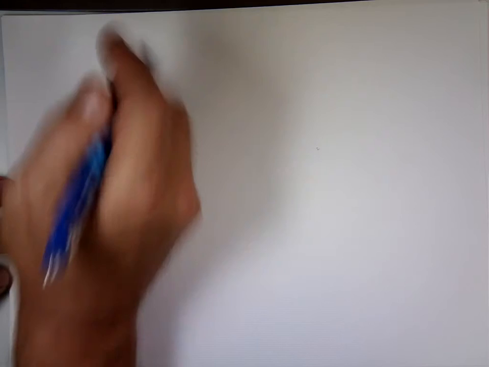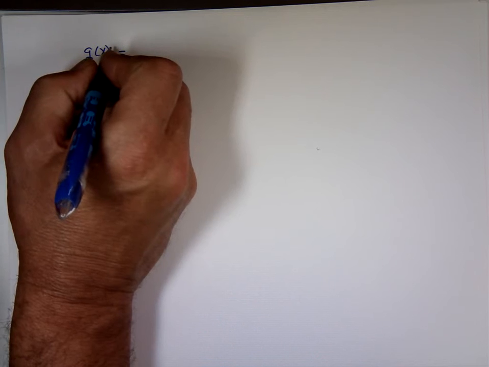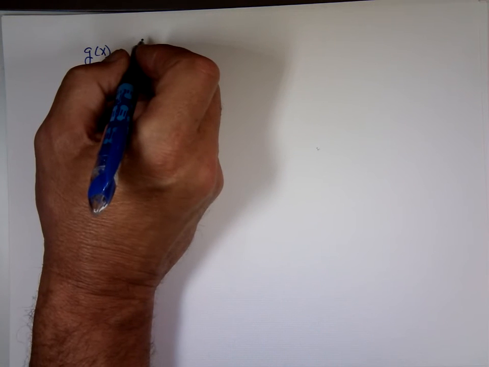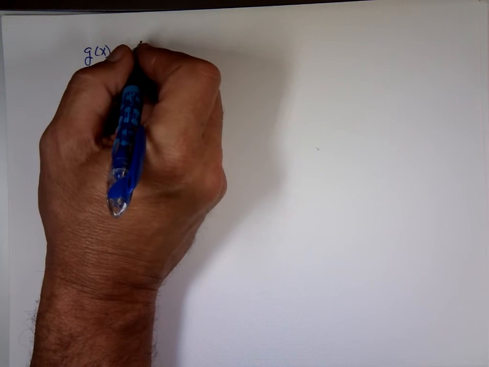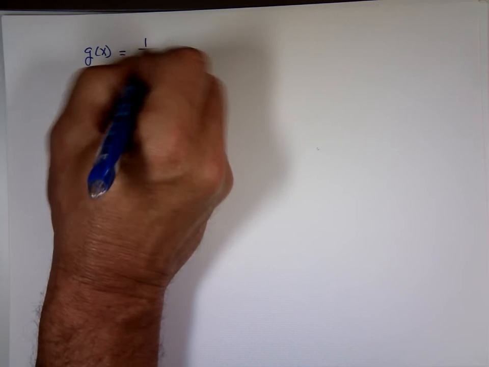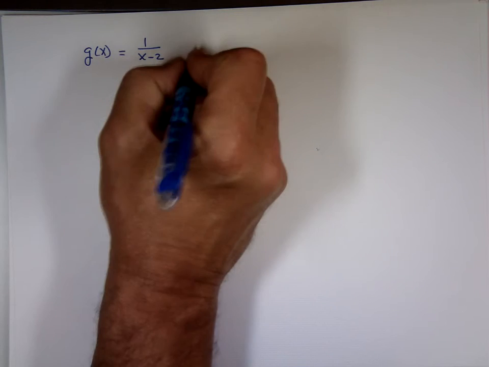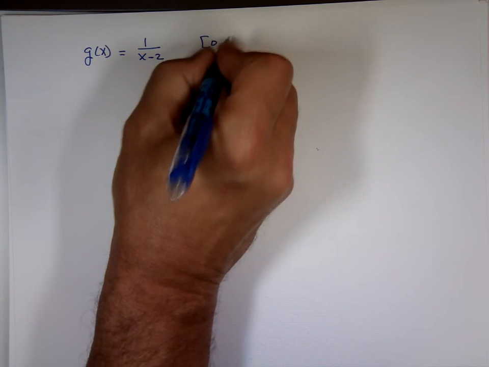Let's see. G sub x, I get tired of using f of x. One over x minus 2. And I want you to study that from 0 to 1. Find the extremes.